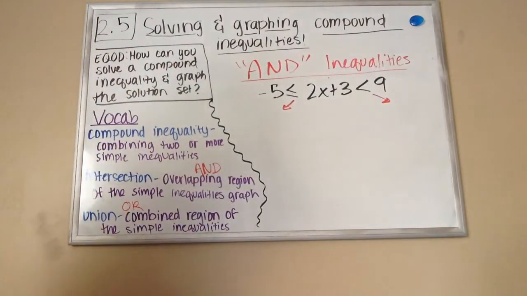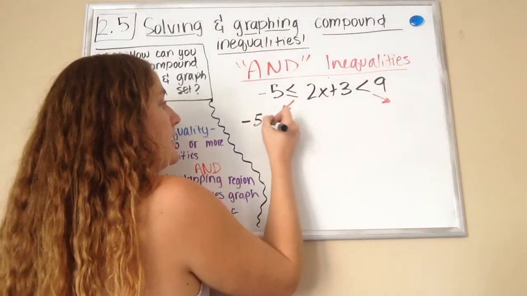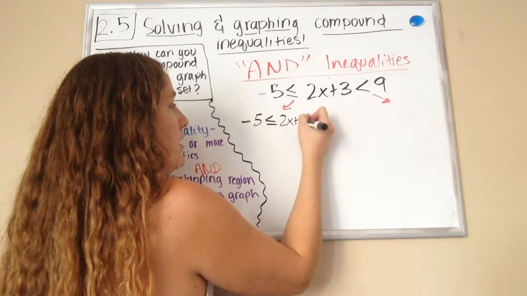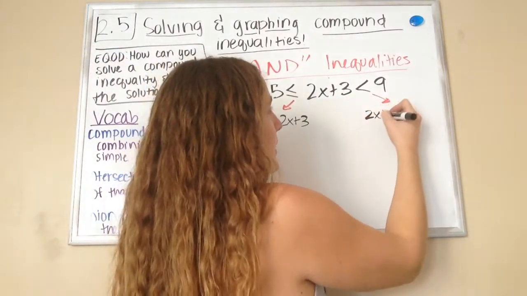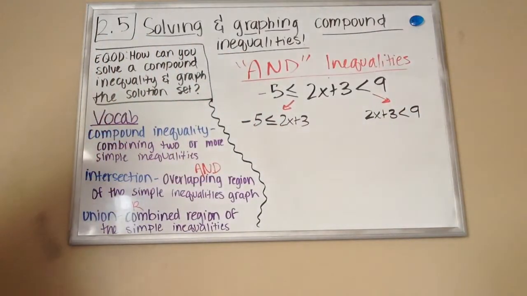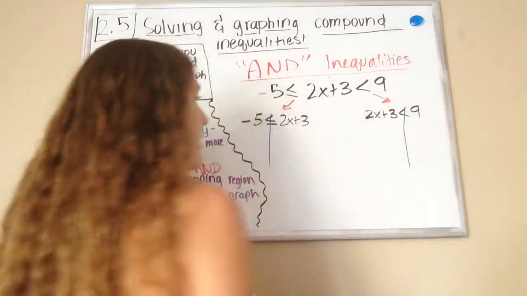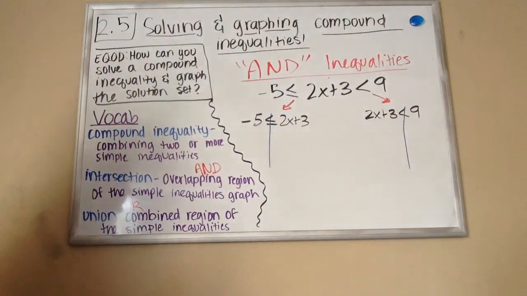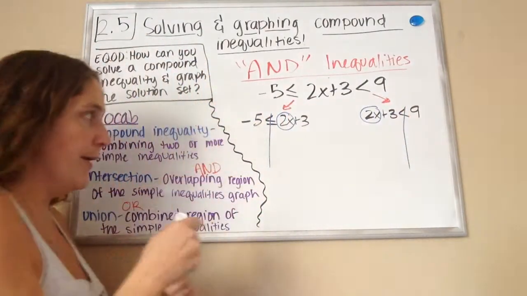First piece is going to be negative 5 is less than or equal to 2x plus 3. The next piece is going to be 2x plus 3 is less than 9. That way we have two simple inequalities to work with. And we're going to solve these out so that we get x by itself so that we can actually graph them. So we're going to circle the term with x and solve from there.